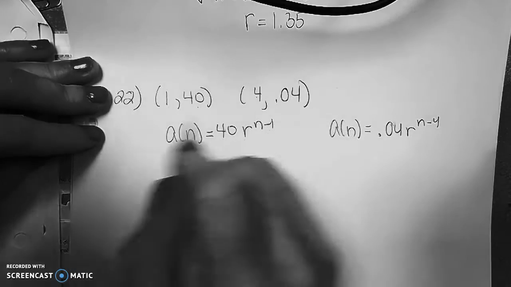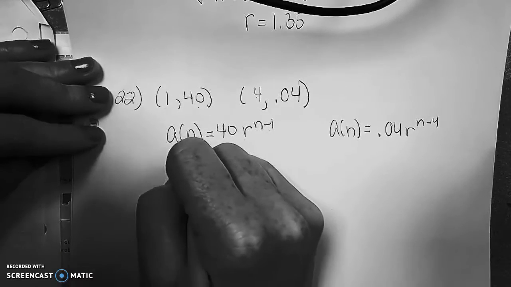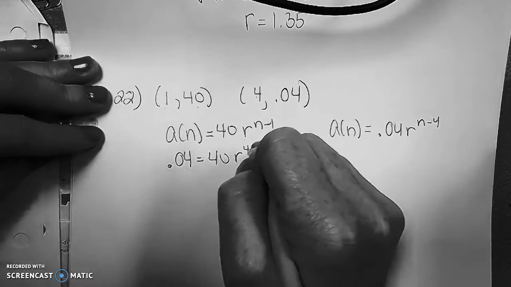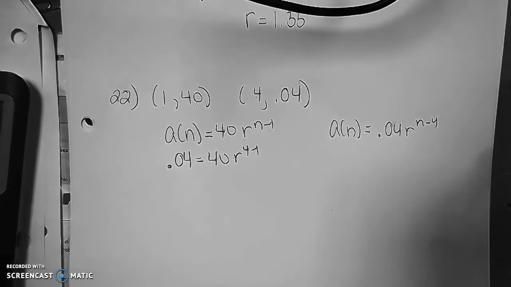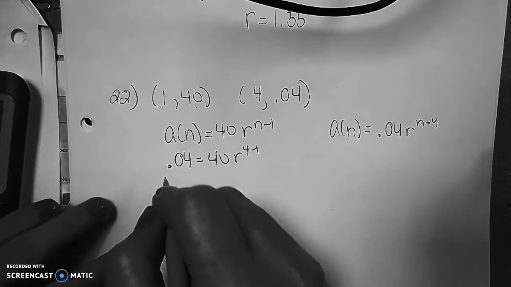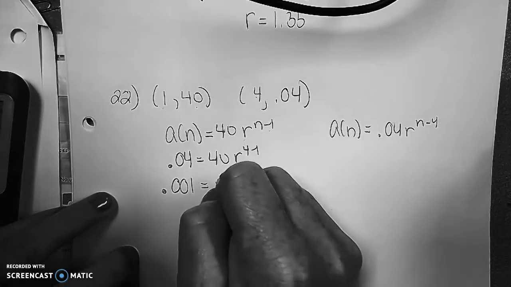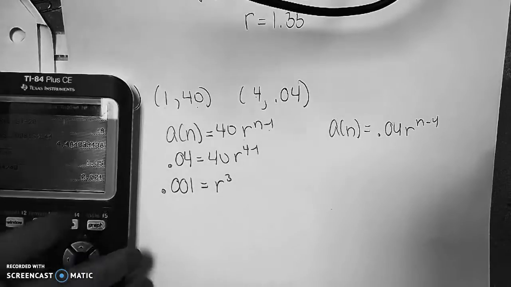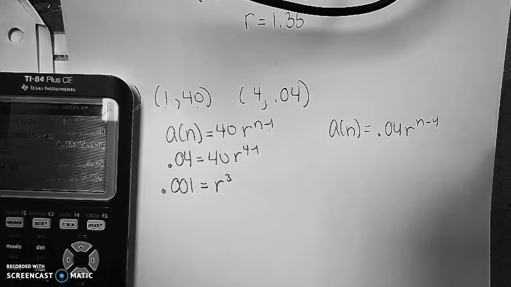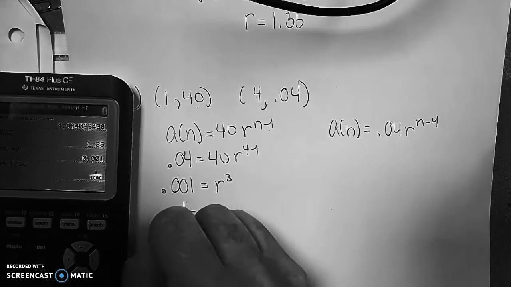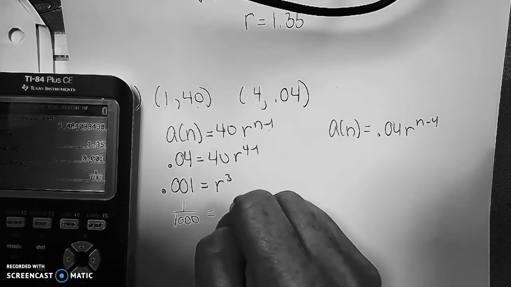I'm trying to solve for r, so I'm going to plug in my a sub n that I'm given, and then r to the 4 minus 1. And so I'm going to use my calculator here, 0.04 divided by 40. And 0.001, that's 1 over 1,000, equals r cubed.